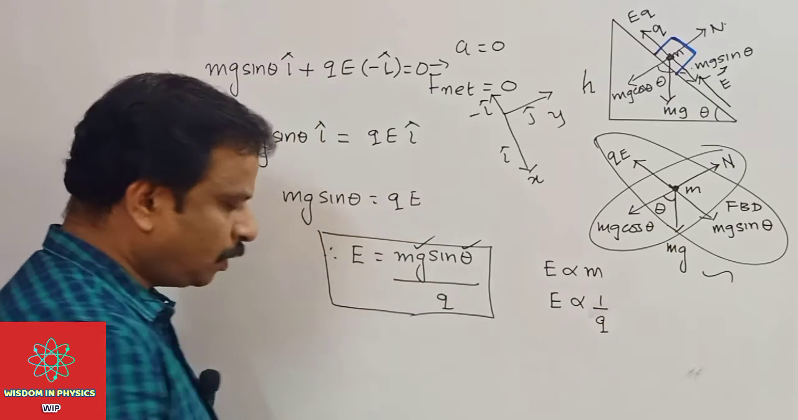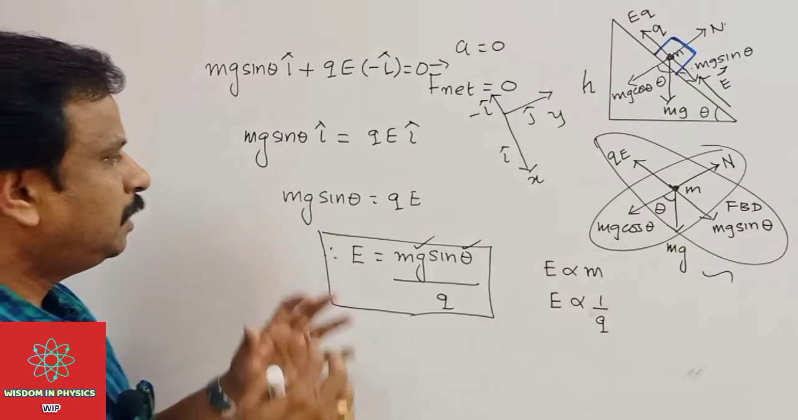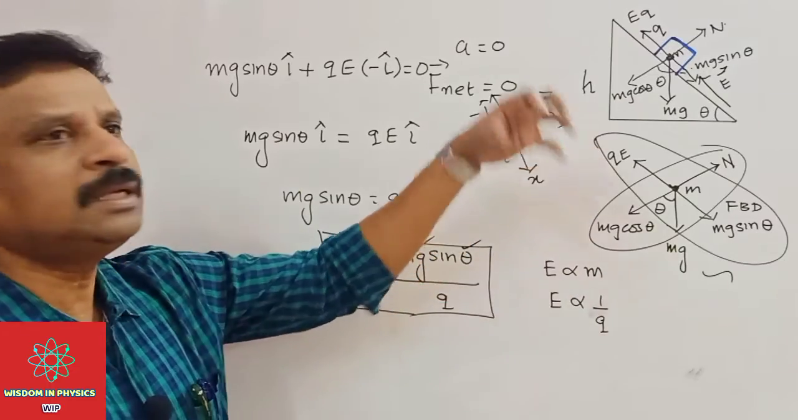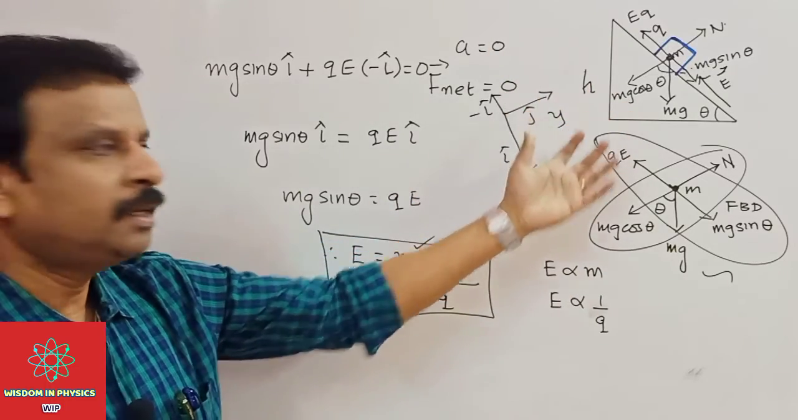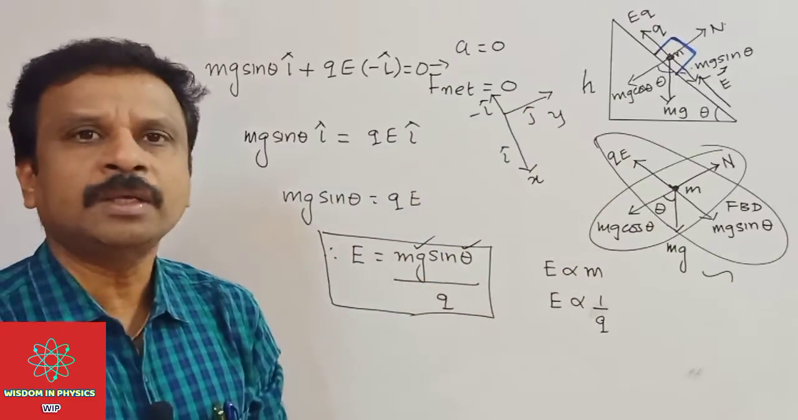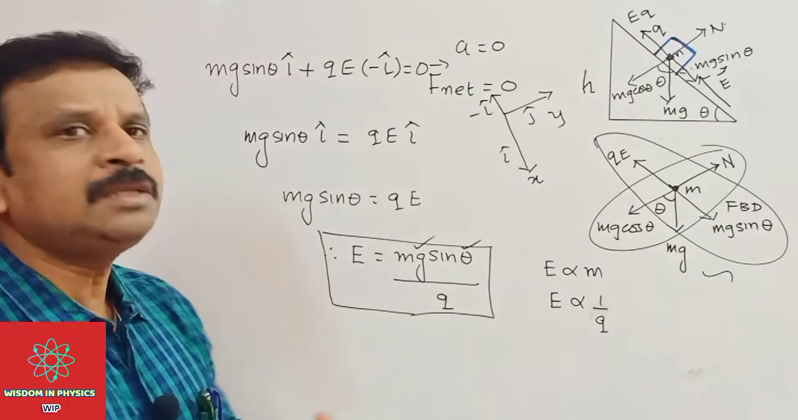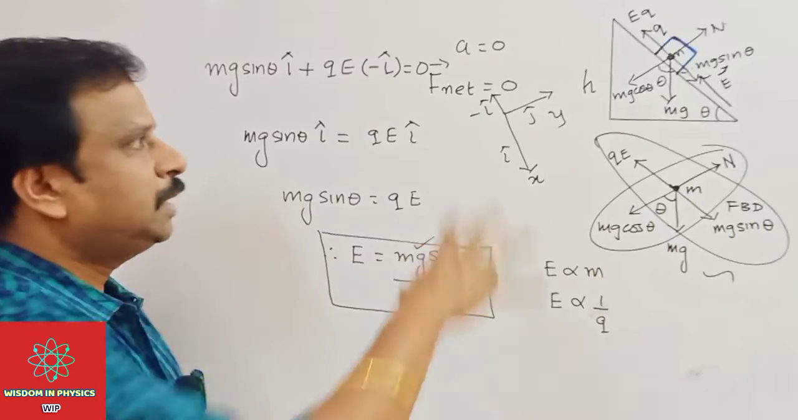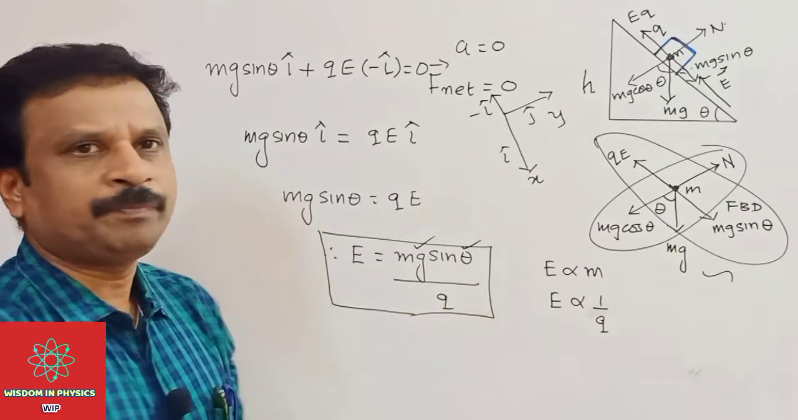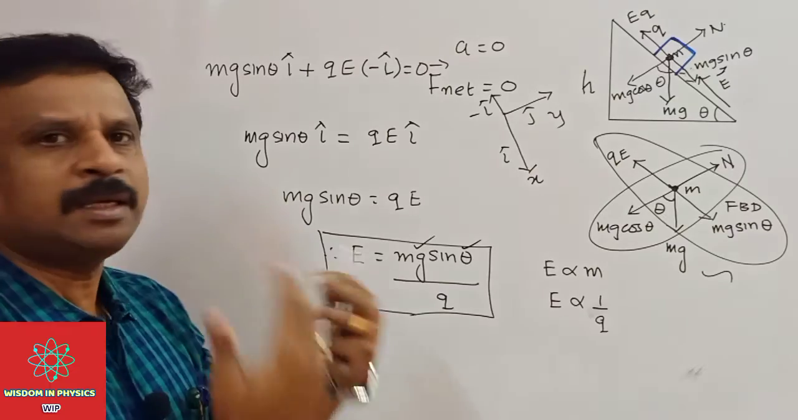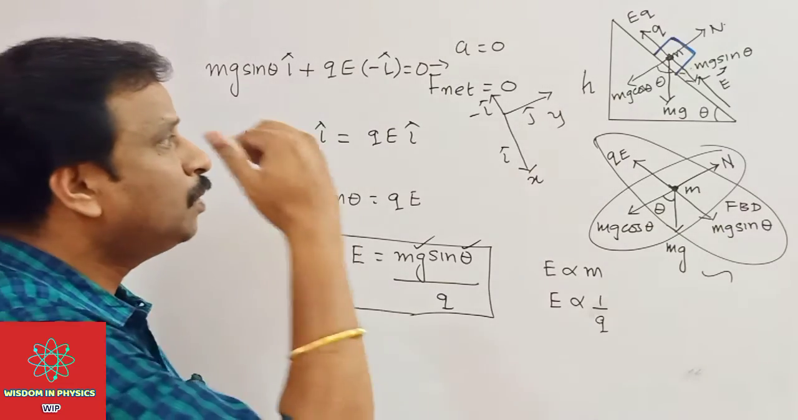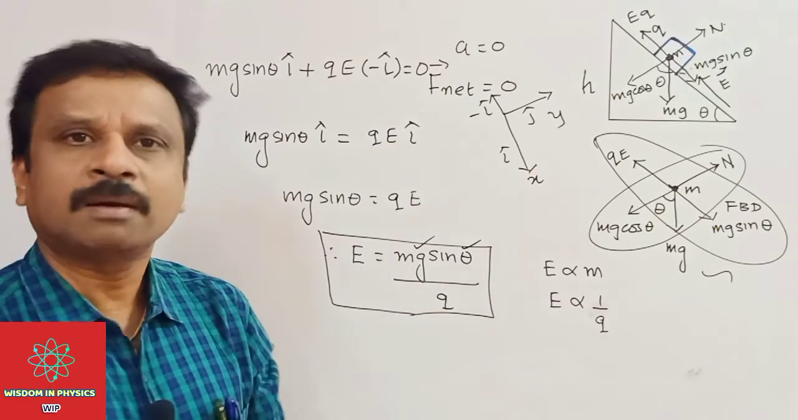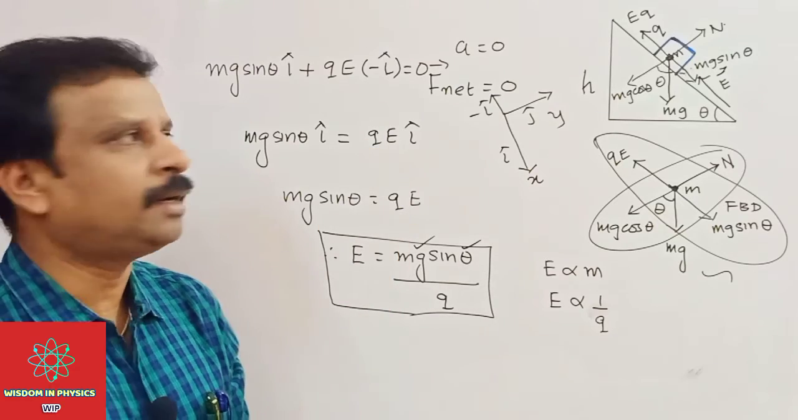Am I right? So when will we need more electric field? Suppose when mass increases, the magnitude of the electric field should be increased sufficiently to keep the block at rest. In this situation, this is the constant. If you are increasing the value of mass, you need to increase the electric field so as to keep the mass at rest.